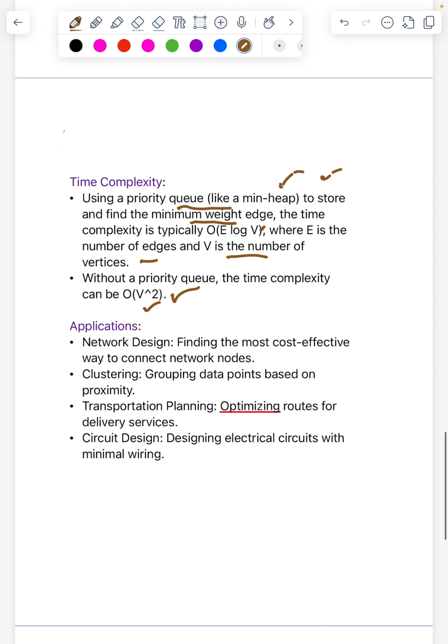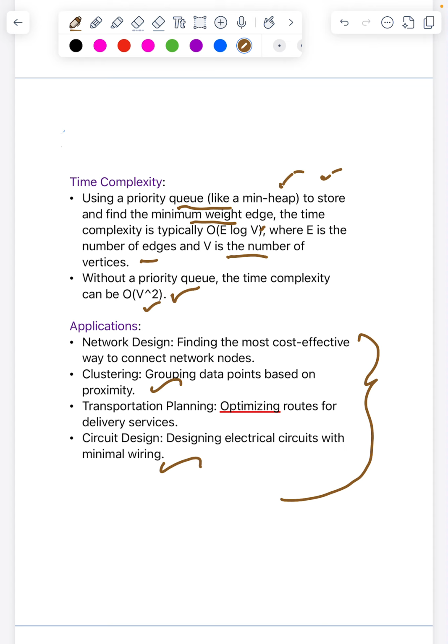These are a few applications of Prim's algorithm. We can just have a short look at them. It can be used in network design for finding the most cost effective way to design your network. We can use it for clustering, for transportation planning or route planning to optimize the routes, and for circuit design to have minimal wiring in the circuit.